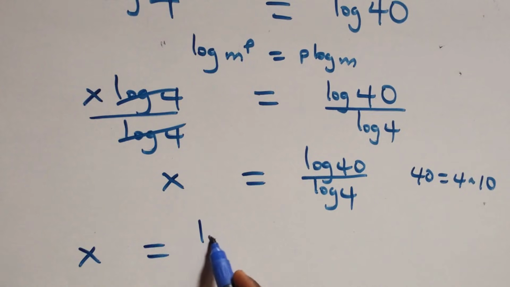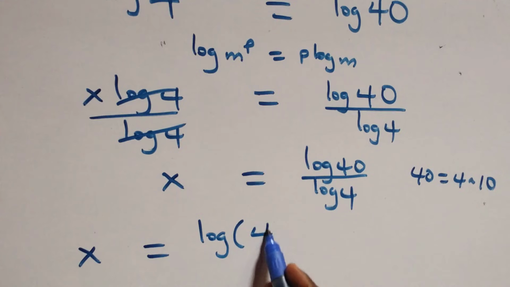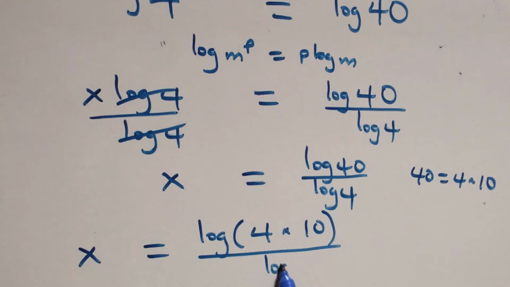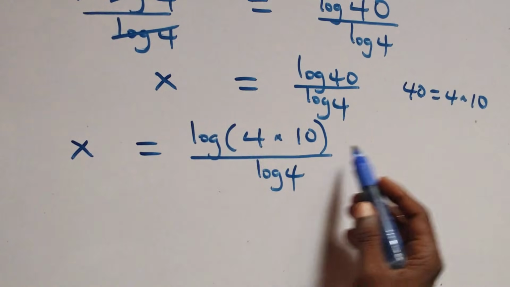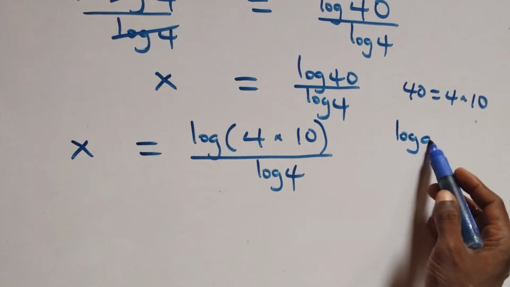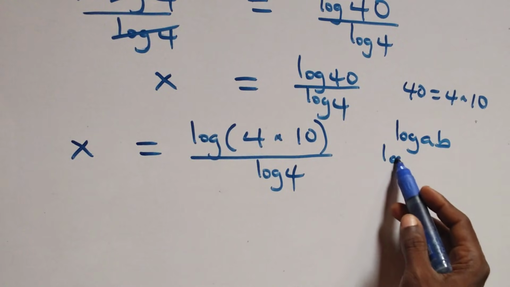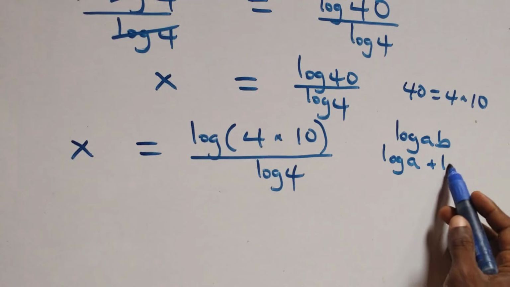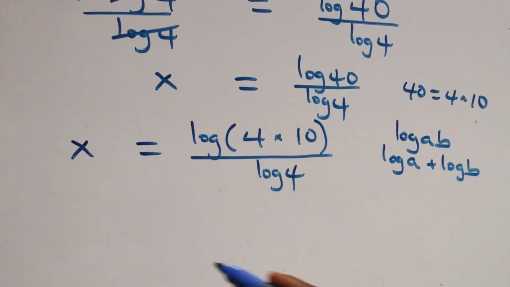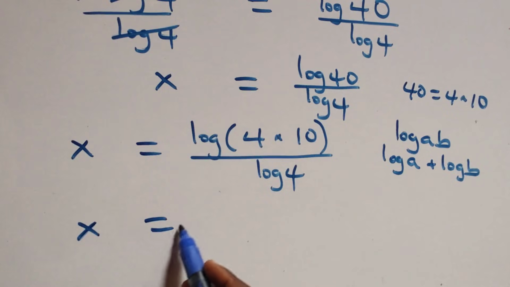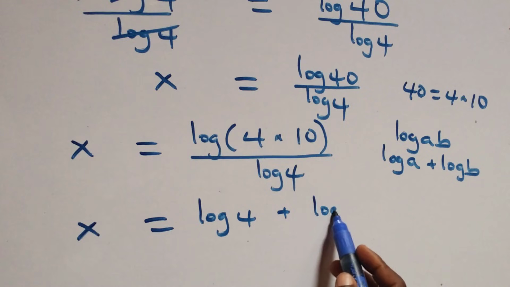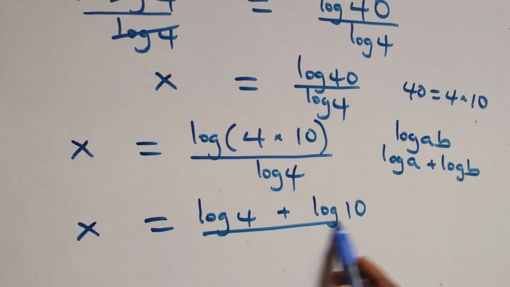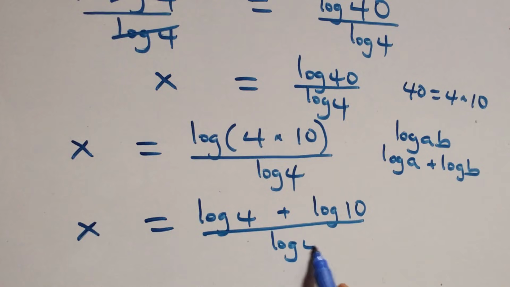The next step here, we can write 40 as 4 times 10, which implies this becomes x equals log 4 times 10 over log 4. The next step here, this follows the law of logarithm. When we have log a times b, it's the same thing as log a plus log b. Here we have x equals log 4 plus log 10 over log 4.